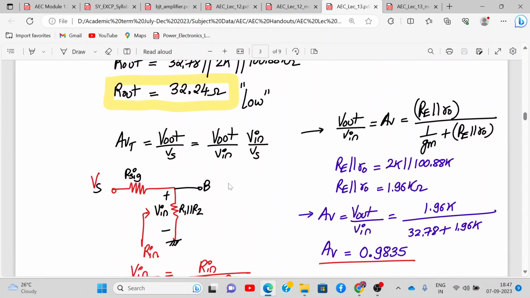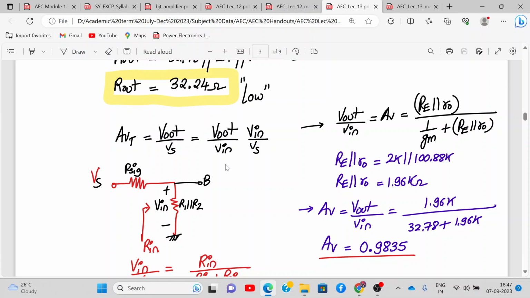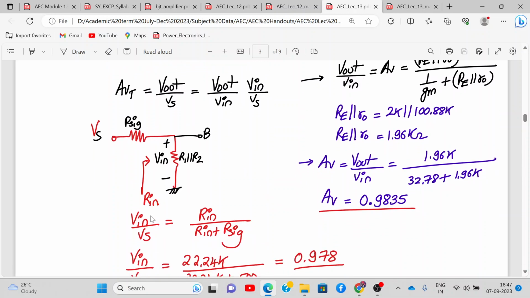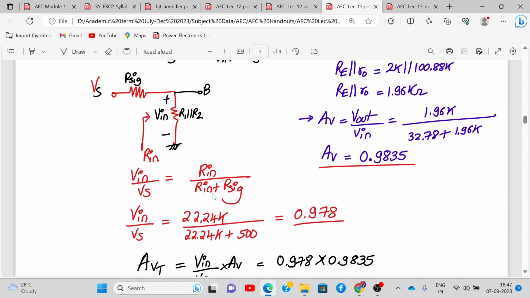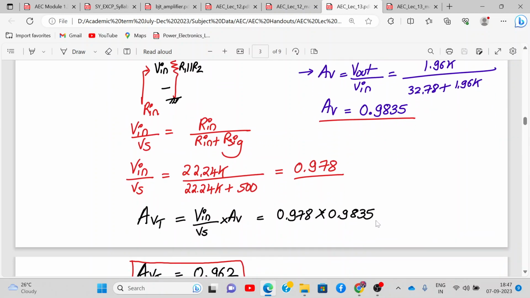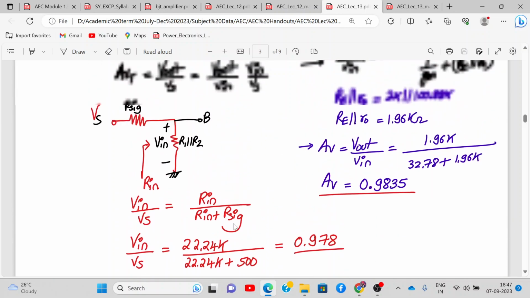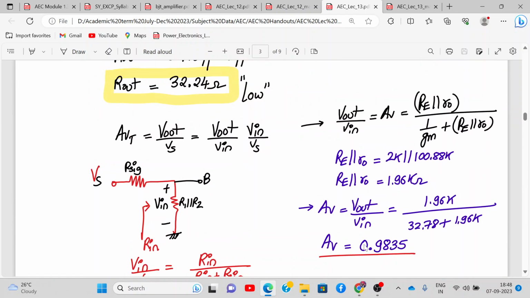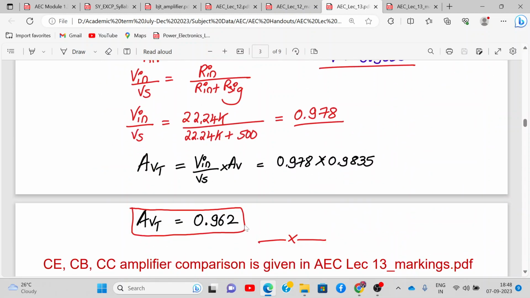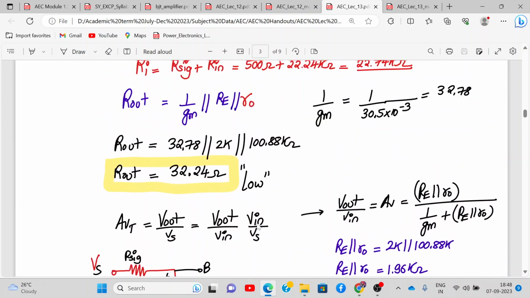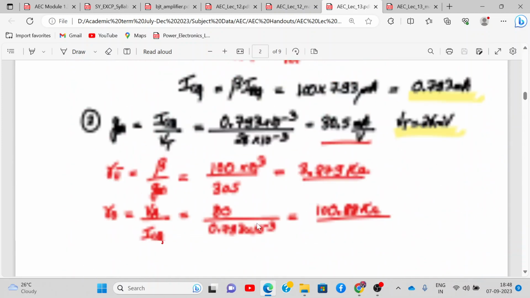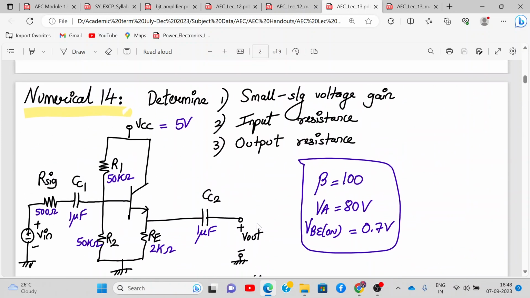Then calculate AVT. So we have calculated V out upon V in. That will be over here, 0.9835. Then calculate V in upon Vs by the voltage division rule. You see Z in upon Z in plus R sig. So that came out to be 0.978. The multiplication of the two will give you the answer. Now here what people do is they leave this out. They leave the answer till here. So this is incorrect. You have to calculate one more part. Okay, got it? So this is the common collector configuration.